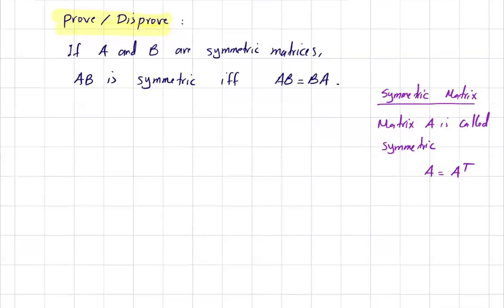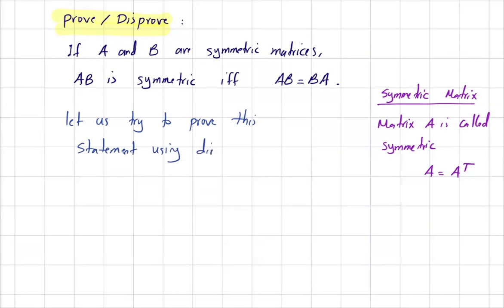Okay, so in this statement, we have left-hand side and we have right-hand side. It says A times B is symmetric. Then we want to show that AB is equal to BA. Also, you can say that AB is equal to BA, then you can show that AB is symmetric. Let us try to prove this statement using direct definition and properties.